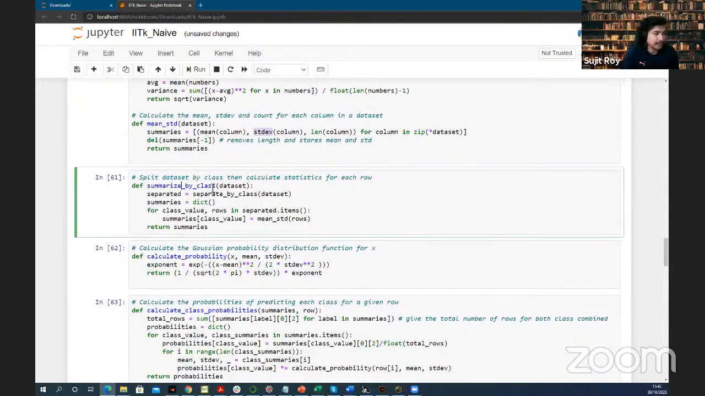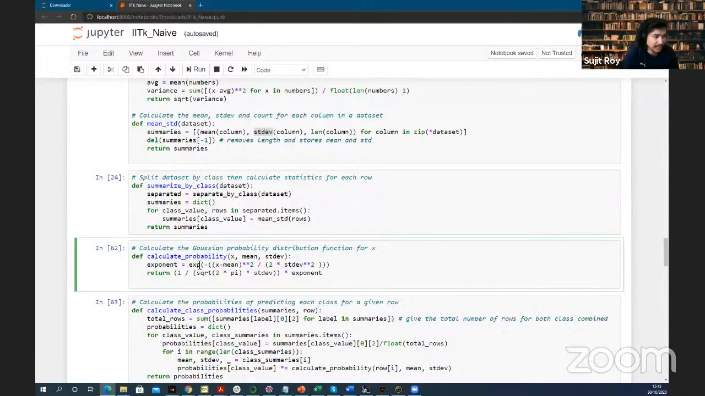Now we are trying to split the classes and then calculate statistics for each row. We are going to do that. For that, we have separated by each class, the data set and their class value, and rows in different items. Then we calculate the probability, which is x versus the mean and the standard deviation. So it is the Gaussian probability distribution function for x, where the exponent is calculated. Okay, so exp is for exponential, mean, standard deviation, square root, and then you're using pi, and the standard deviation into the exponent.